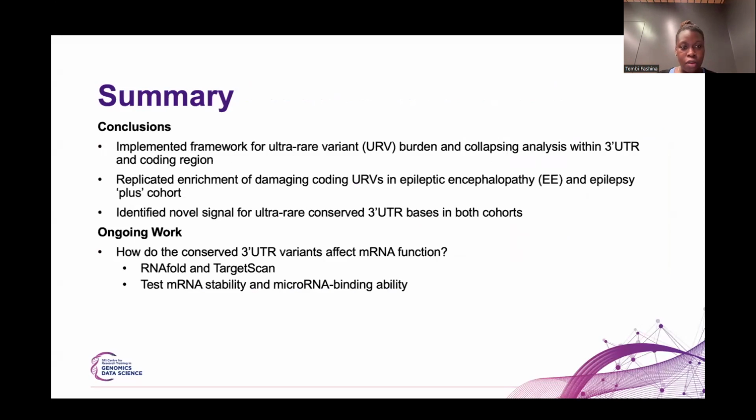So altogether, I've implemented a framework for ultra-rare variant burden and collapsing analysis within the 3' UTR and the coding region. We've replicated the expected results in the coding region in 2 cohorts and identified a novel signal for 3' UTR bases in the 2 cohorts. And what I'm doing right now is trying to establish how the conserved 3' UTR variants affect mRNA function.